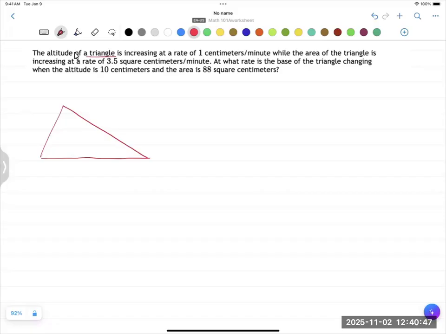And the altitude is the height. So this is the altitude. The altitude is the height. And the problem says the altitude of the triangle is increasing at the rate of 1 centimeter per minute. So it means they give you the rate of change of the height, dh over dt, is 1 centimeter per minute. This is positive because it says increasing.